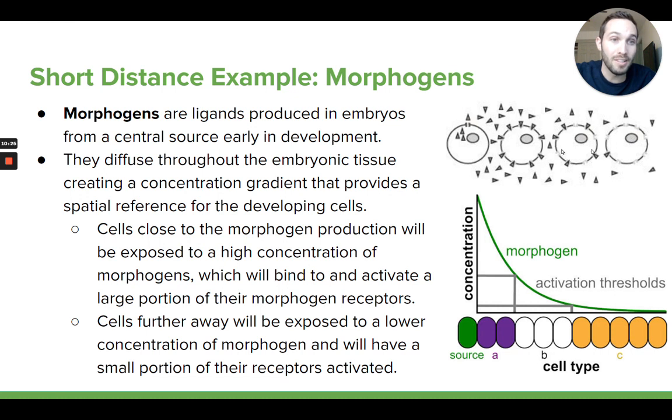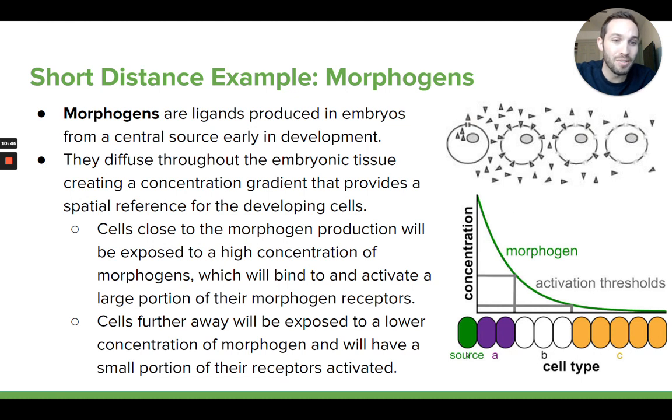So basically, in summary, certain genes are turning on in these cells, and the set of genes that turn on depends on the concentration of morphogens they're exposed to and the amount of receptors being activated in these cells.